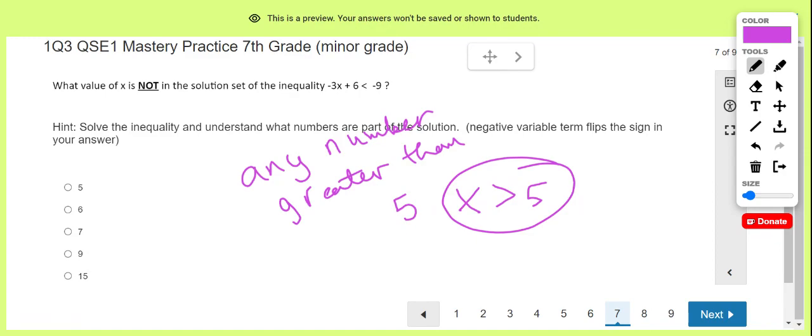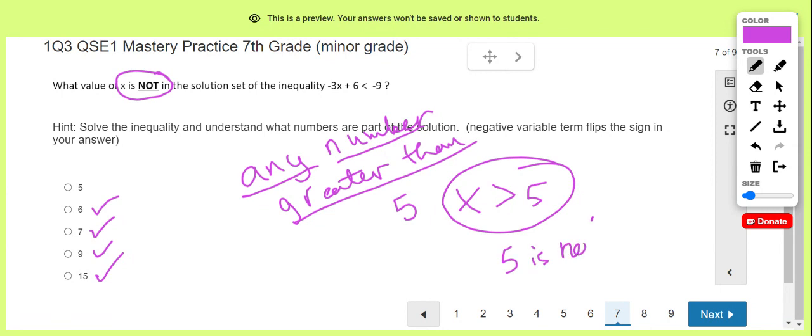I had to update the answer choices, so the video is matching up with your answer choices now. So any number that is greater than 5: 15 is greater than 5. 9 is greater than 5. 7 is greater than 5. 6 is greater than 5. What value is not in the solution set to the inequality? 5 is not greater than 5. It's equal to. But there is no equal to sign down below, so we cannot have it equal to 5.